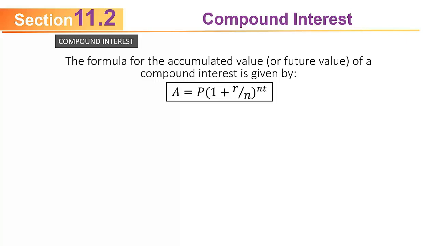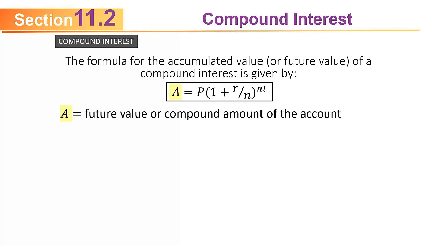This is it. The formula for the accumulated value, or sometimes we call that the future value, of compound interest is given by the formula A = P(1 + r/n)^(nt). That capital A is called the future value, or as I said earlier, sometimes it's called the compound amount, and sometimes I call it the accumulated value to sort of make sense of the capital A. So if you hear future value or compound amount, we're talking about the capital A.